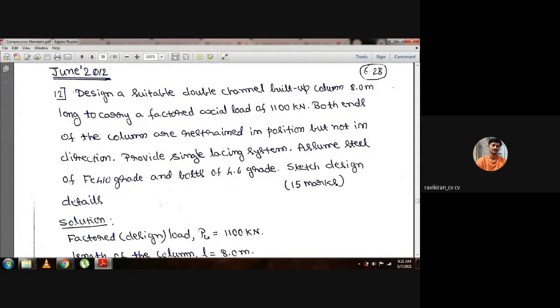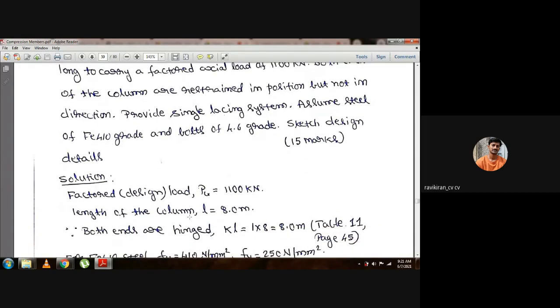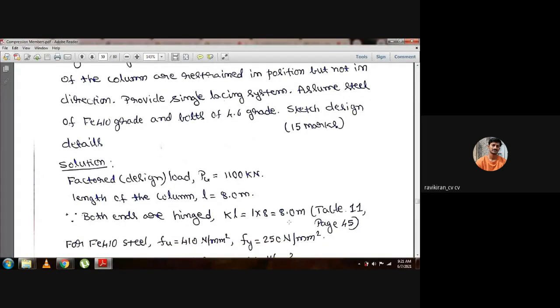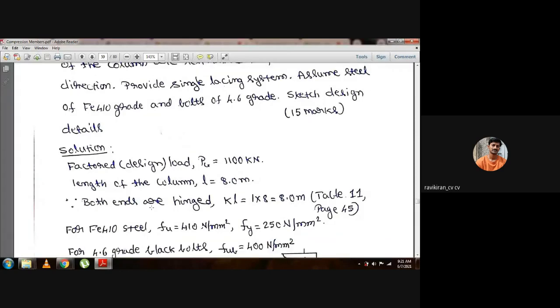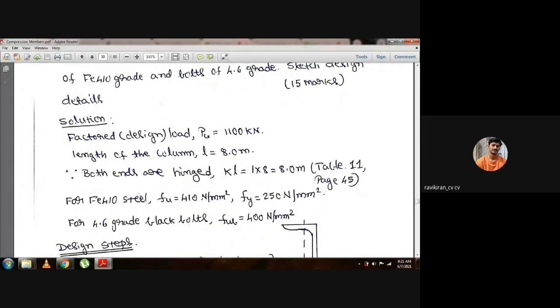Okay. So what are the data provided? Factored load is given, that is Pu 1100 kilonewton, and length of the column is given, 8 meter. And next, both ends are hinged. So the constant K will become 1 and the effective length remains 8 meter. And Fe 410 steel, it is mentioned.